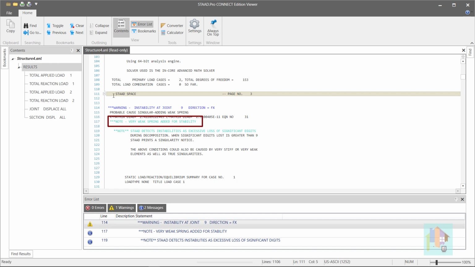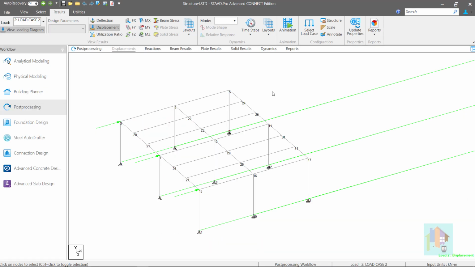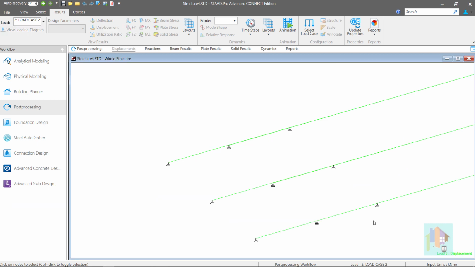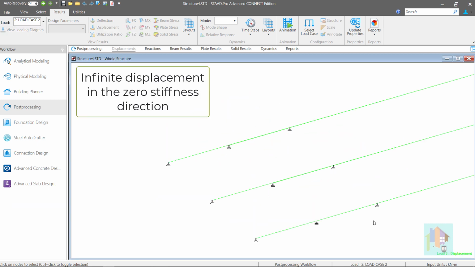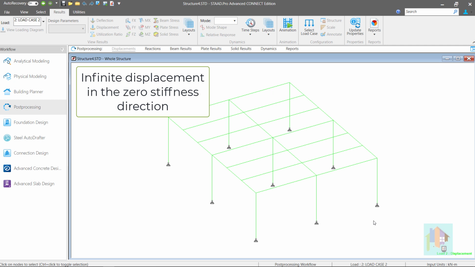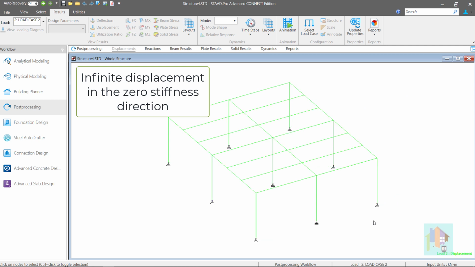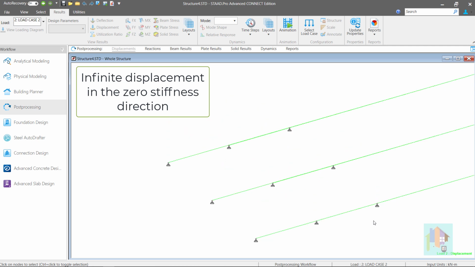Do you know why a spring is added to the model during analysis? When a load is applied in the zero stiffness direction, there is no stiffness present in the structure to resist that load. So, that portion of the structure will be deflected infinitely in the load direction, which leads to a calculation problem as it is not possible to handle this infinite deflection numerically, and results calculated on the basis of this displacement value will be erroneous.